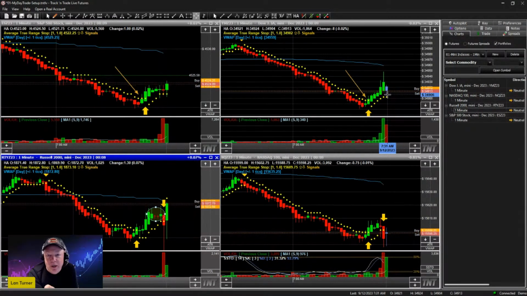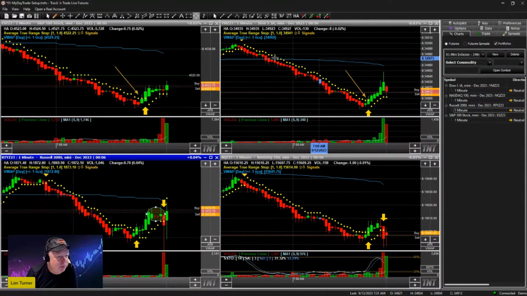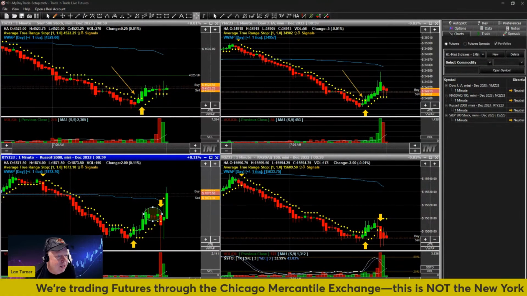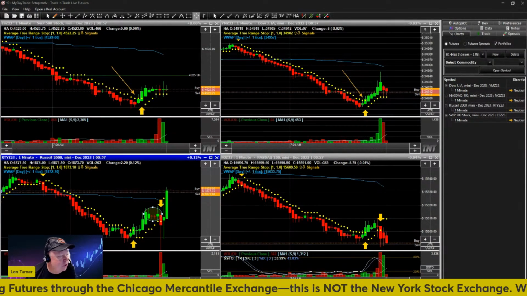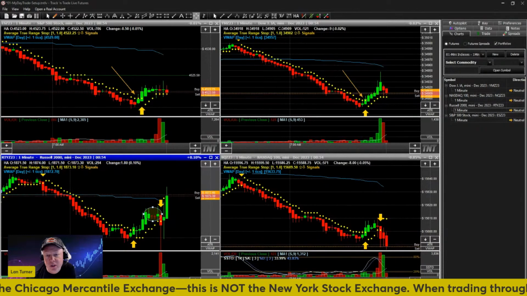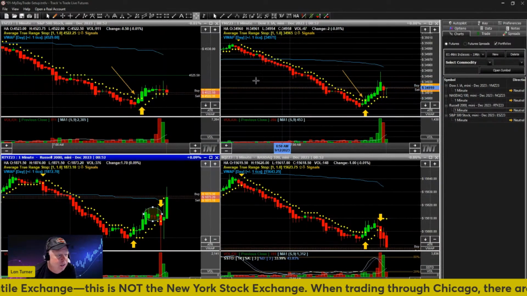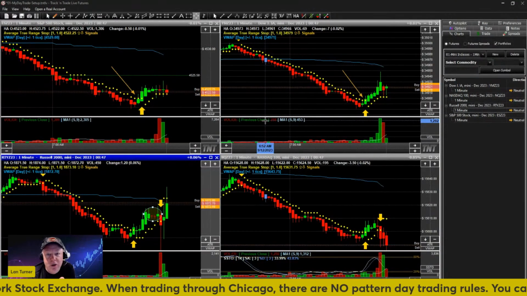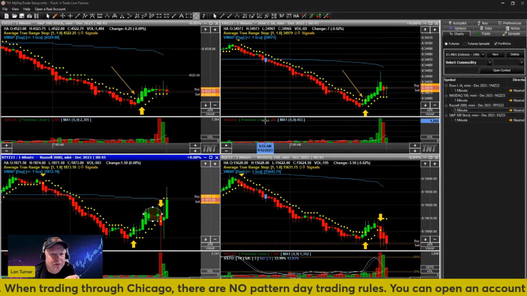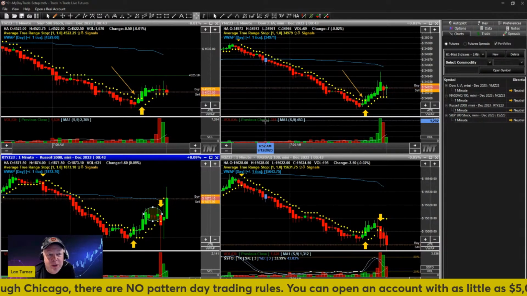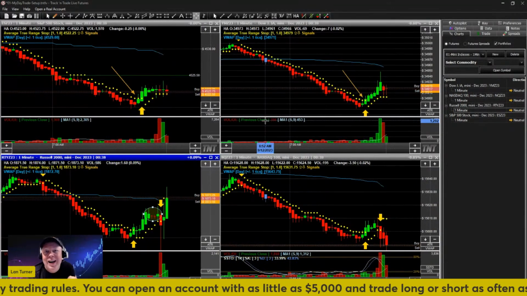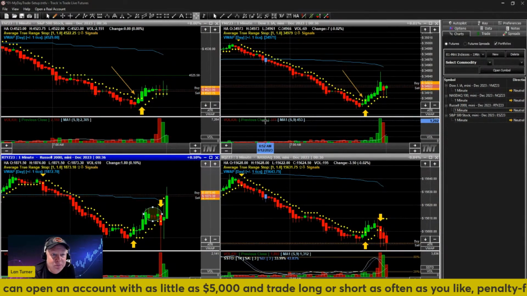Now, we're in the futures market. We're not in the stock market. Here, I better pull up a little bit of information for you, and we'll run a banner across the bottom to give you a little more information. We're trading in Chicago, okay, through the Chicago Mercantile Exchange. This is not the New York Stock Exchange, even though these are stocks. These indexes are actually traded over in the futures market. So the comparable over in the stock market, for example, if you wanted to trade the S&P 500, you'd be trading something like the SPY. That would be an ETF of the S&P 500.